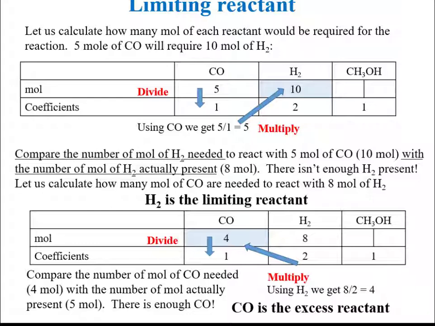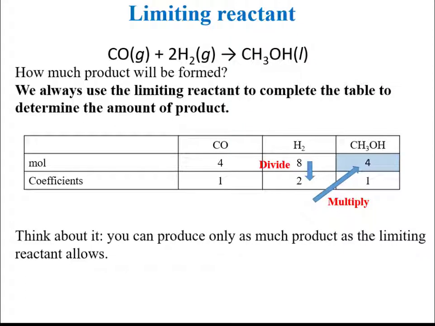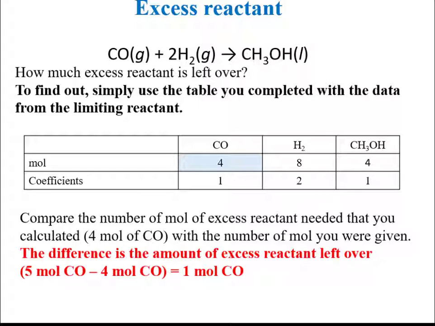At this point, we can easily calculate the quantity that is going to be produced from this reaction from the 8 moles of H2, and this gives us 4 moles of CH3OH. The quantity of excess reactant left over is also easily calculated as the difference between the moles actually present, which are 5, minus the moles that are needed for the reaction, which are 4. So 5 minus 4, 1 mole of CO.